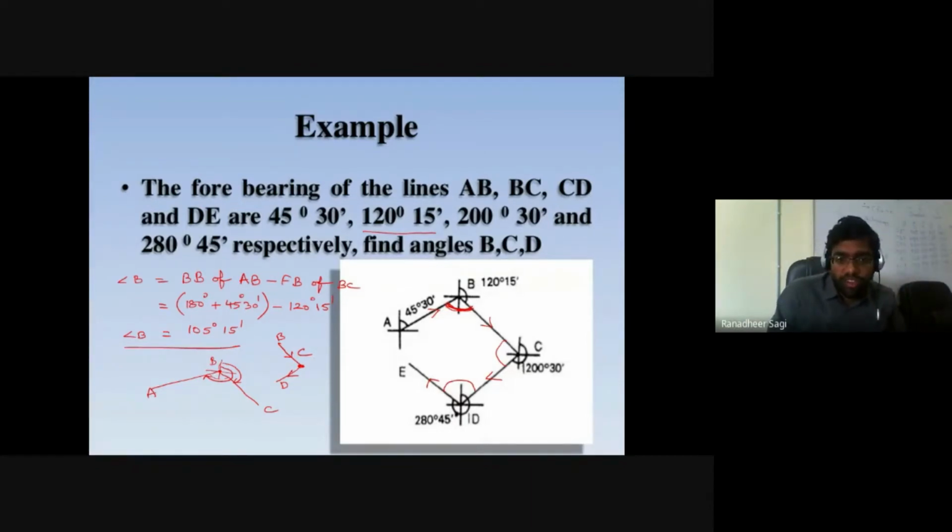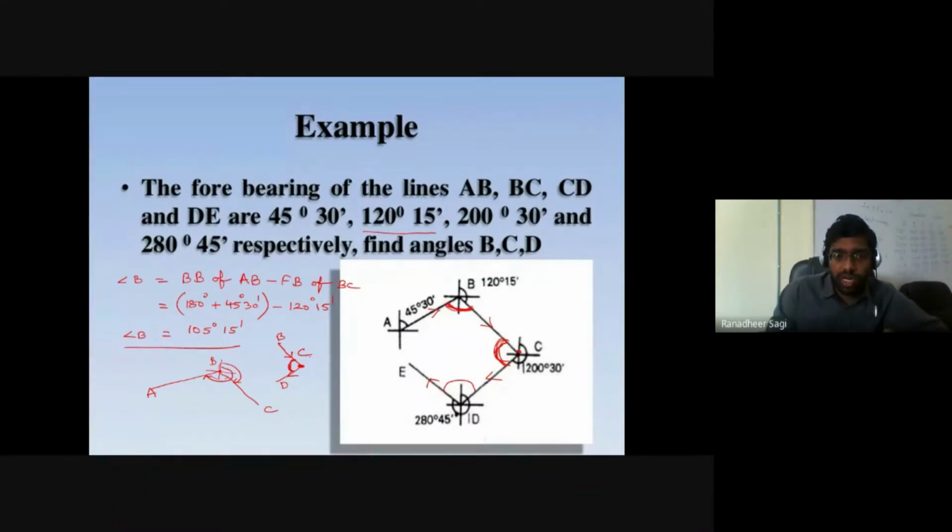So if I am required to calculate my interior angle at point C, please look at the sketch. The interior angle at point C is what I can write as the angle your BC line is making with respect to station C, and the angle your CD line is making, angle in the sense the bearing your CD line is making with respect to station C. The bearing your BC line is making with station C is what we call the back bearing.